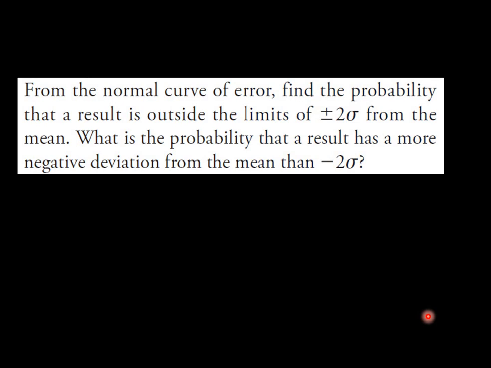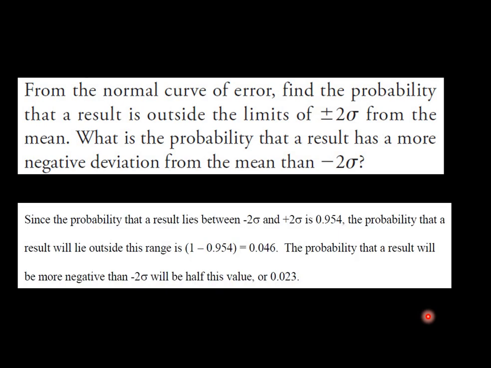What is the probability that a result has a more negative deviation from the mean than minus 2 sigma? So there are two questions. The first part is what is outside. As you know, the total probability is 1, and between plus minus 2 sigma is 0.954. So 1 minus this value would give you the probability outside the plus minus 2 sigma range, right? So the answer is very simple, you just take 1 minus 0.954, that would give you the probability outside plus minus 2 sigma range.